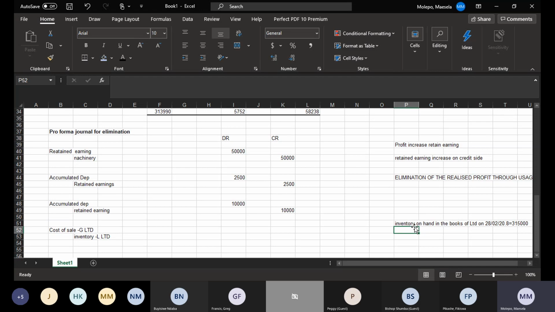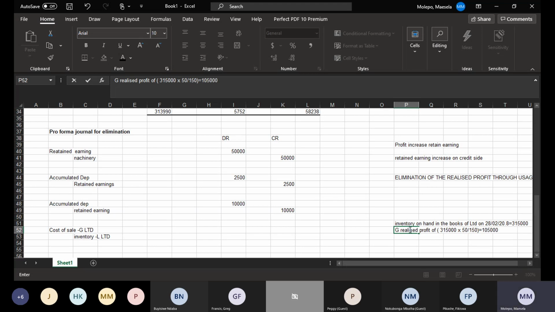So there is a profit which is realized by G. So G realized a profit of, which we have to calculate and see how much profit was realized by G Limited. So it will be the 315 times 50 divided by 150, because they told us that the profit is 50% on cost price. So the cost price is 315. So they have to realize a profit of 50%. So it will be the 315 times 50 divided by 150. So it gives us the 105. So there is a profit of 105.